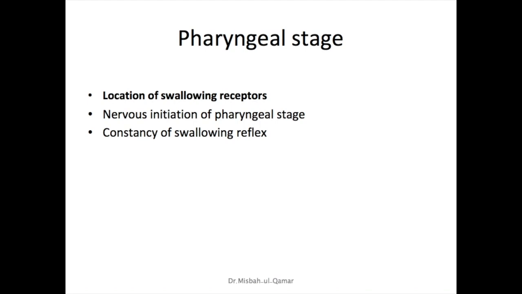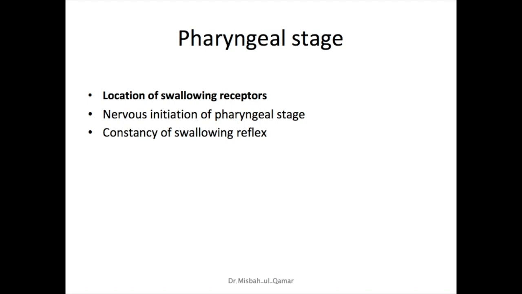So, now which nerve fibers regulate the initiation of the pharyngeal stage? This could be your viva question. You see, from the receptors, afferent signals pass through sensory portions of the trigeminal and glossopharyngeal nerves to the nucleus of tractus solitarius and the nucleus ambiguus. From these control centers, efferent signals pass through the trigeminal, glossopharyngeal, vagus, and hypoglossal nerves to the pharyngeal muscles.